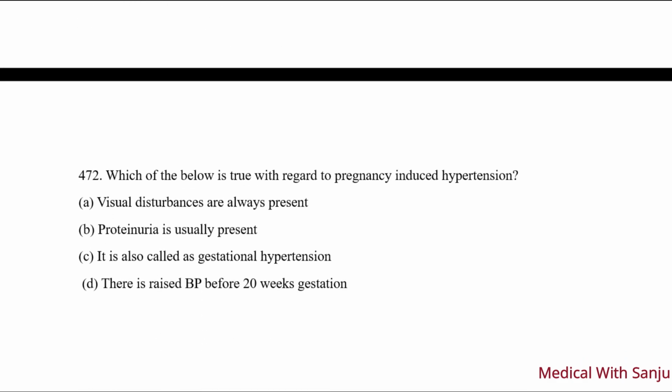Question number 472. Which of the below is true with regard to pregnancy-induced hypertension? Option A. Visual disturbance are always present. Option B. Proteinuria is usually present. Option C. It is also called as gestational hypertension. And option D. There is raised BP before 20 weeks of gestation. It is also called as gestational hypertension. Option C is right answer.